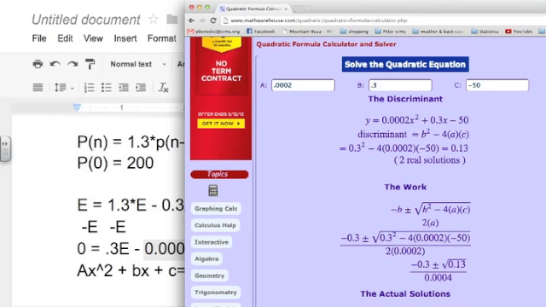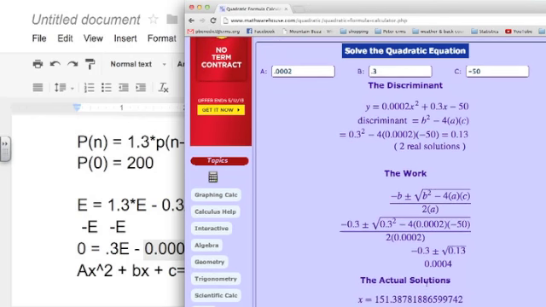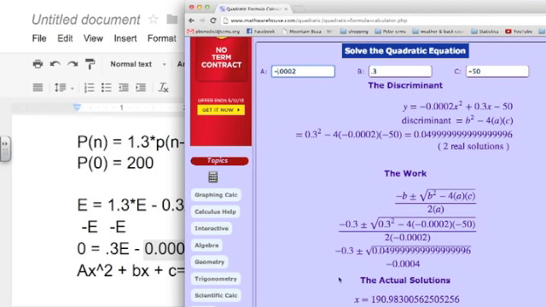And you can see my actual solutions are, here are my two actual solutions. One is 190, and here's another one at 1309. Now that's the one that we were approaching.